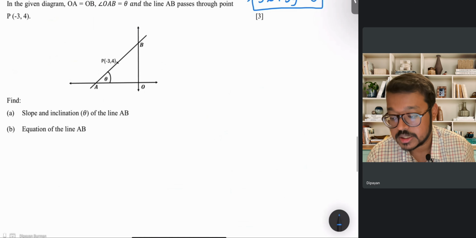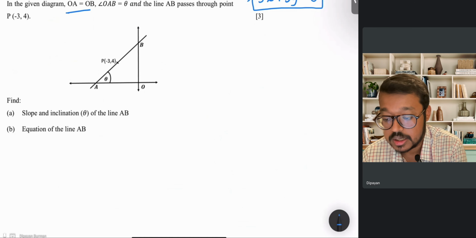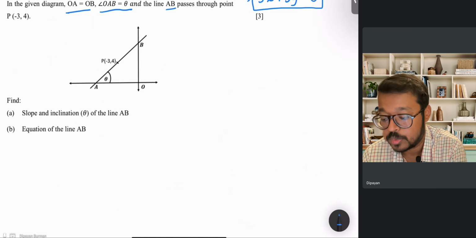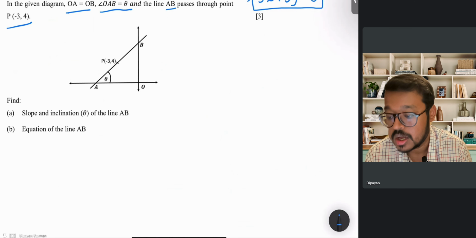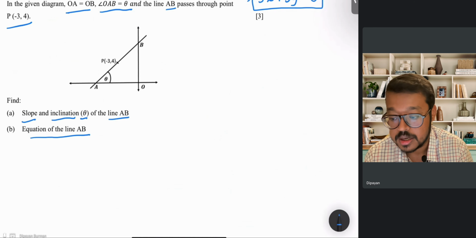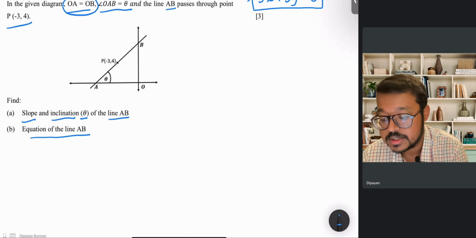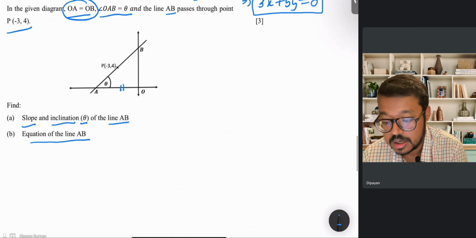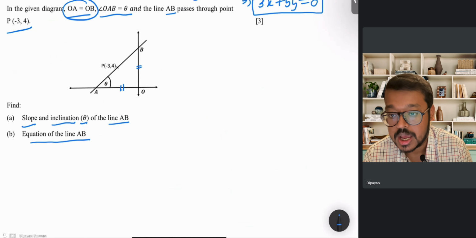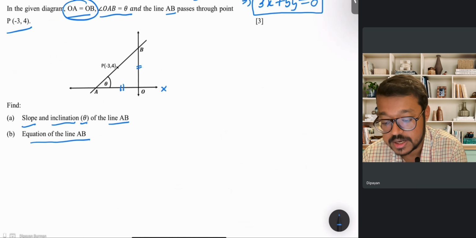Then the next question is, in the given diagram, OA equals OB, angle OAB equals theta, and the line AB passes through the point P (-3, 4). Find the slope and inclination theta of the line AB and the equation of the line AB. When they say OA is equal to OB, triangle OAB will be an isosceles triangle, and these are the x and y axes, which are mutually perpendicular.